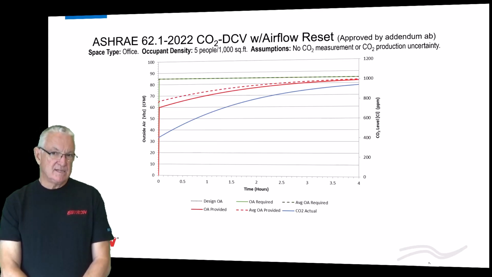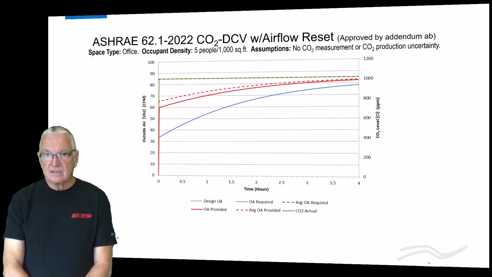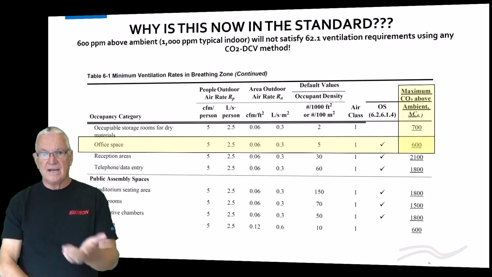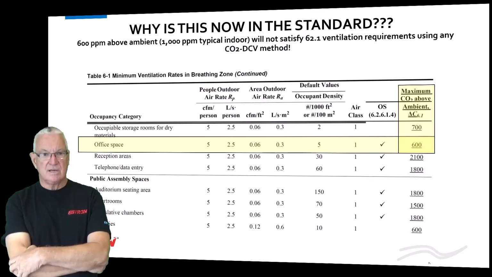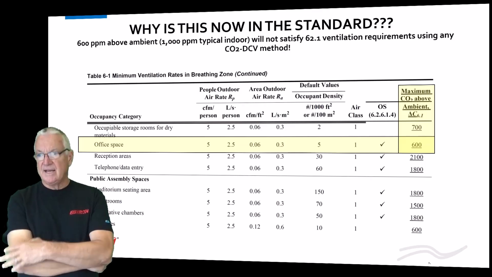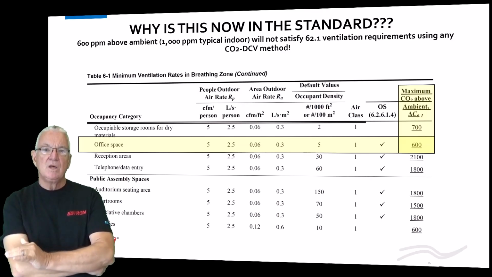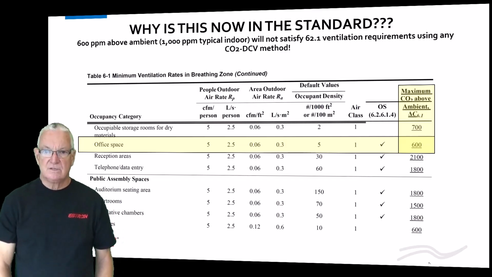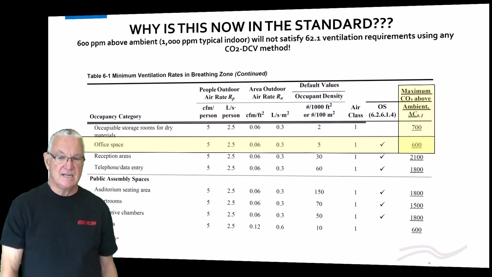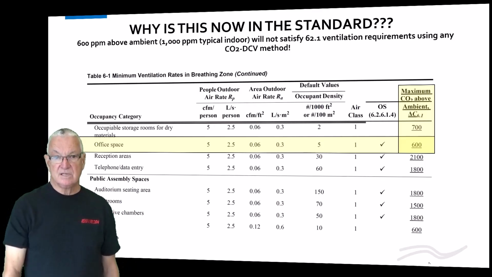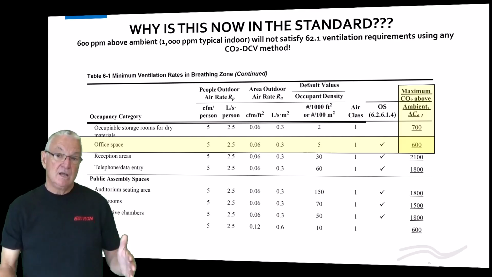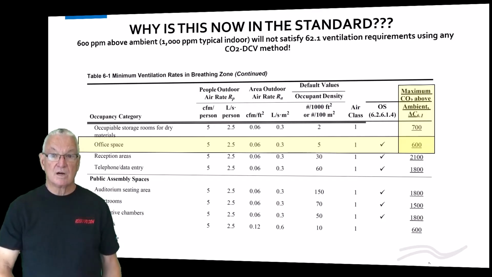This is that office space again. It's no better than a 1,000 parts per million set point. I don't understand why there's even a CO2 set point for an office space. It should be NA. It's not applicable. You should never use CO2 on low occupant density spaces. It shouldn't be there. You will never meet the requirements of Standard 62. You'll never meet those ventilation rates. It shouldn't be there. People shouldn't be telling you to do something that doesn't work, okay?